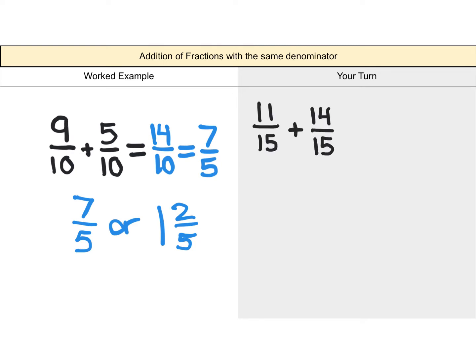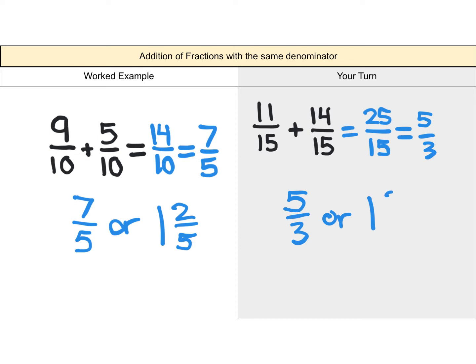Now your turn. So first we add the numerators. The denominator stays the same. I reduce this to lowest terms by dividing both of these by 5. So the answer is either 5/3, or it can be written as 1 and 2/3.